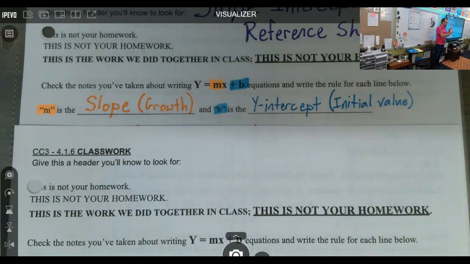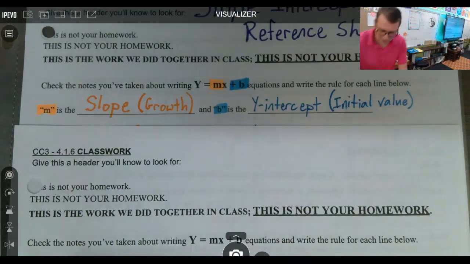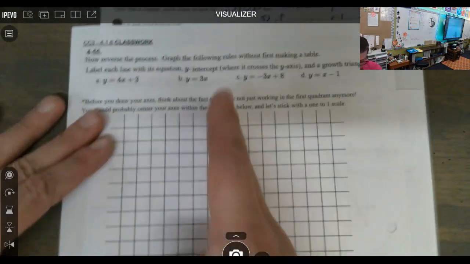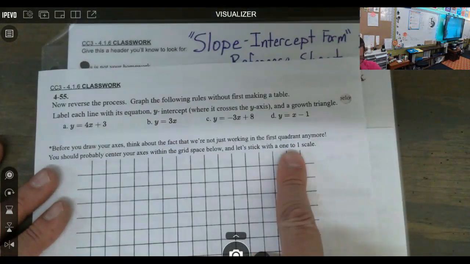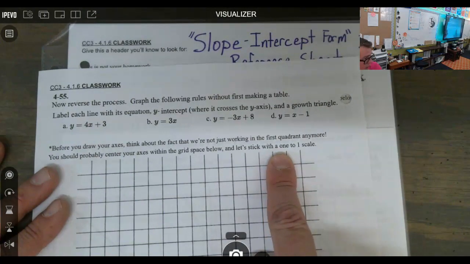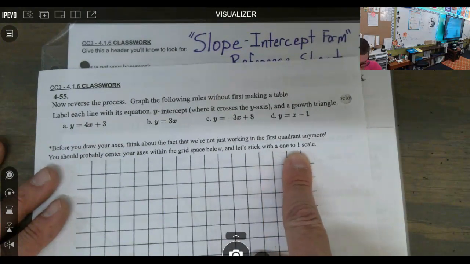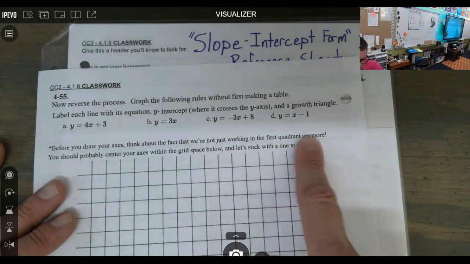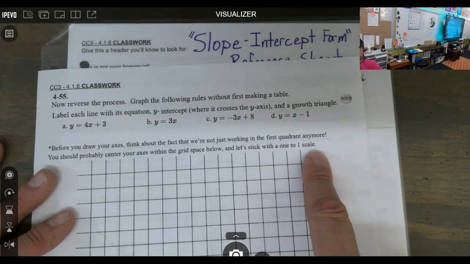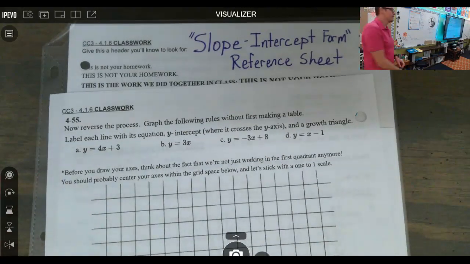If I was you, I would center your axes so that you have all 4 quadrants, because we're not just working in a single quadrant anymore. For example, I would put my y-axis straight down the middle, and I would put my x-axis straight across the middle, and I would stick with a 1-to-1 scale. One countable box is only one countable number. Hint, hint, nudge, nudge, one of the graphs on the front didn't do this. Watch out for it. Are there any questions on what you're doing with the remainder of class?